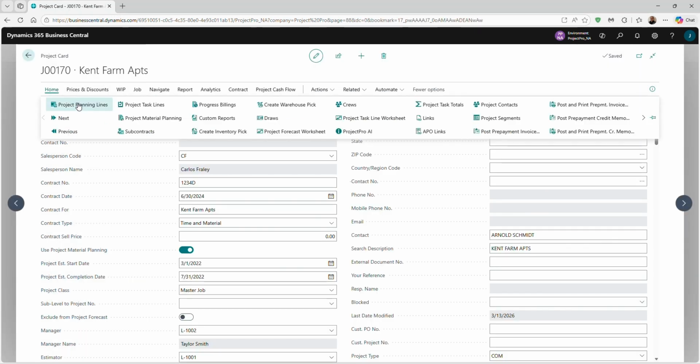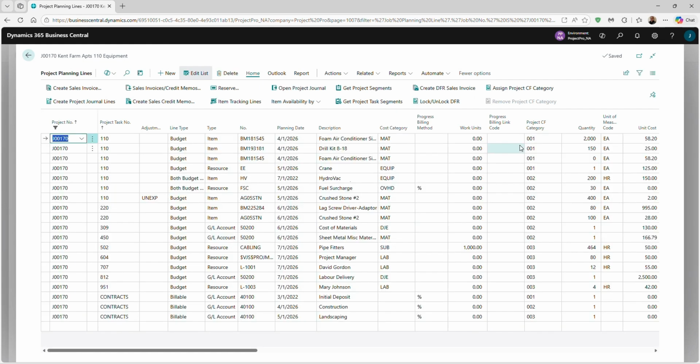Then we'll head to the project planning lines. Here, we'll identify which categories these expenses and revenues belong to. For example, these might be mobilization expenses. Those might be related to foundation expenses, and so on.